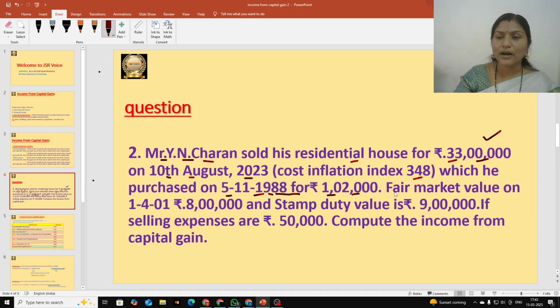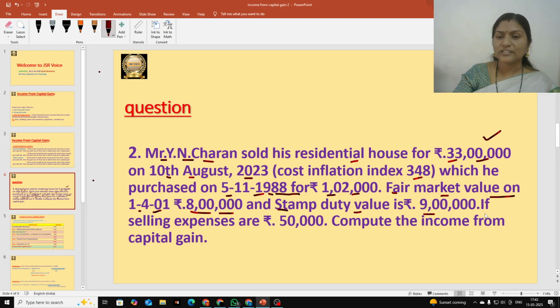And fair market value, that is FMV on 1-4-2001, is 8 lakhs. This is useful for finding out indexed cost of acquisition. And stamp duty value is 9 lakhs. Okay, so now this problem is very important because stamp duty value is given, and how to deal with that while calculating indexed cost of acquisition, we are going to learn it now.